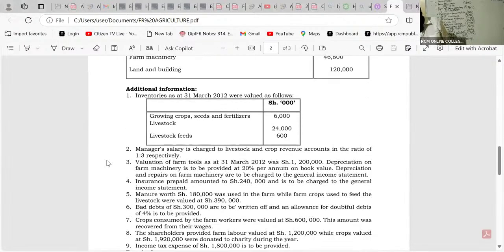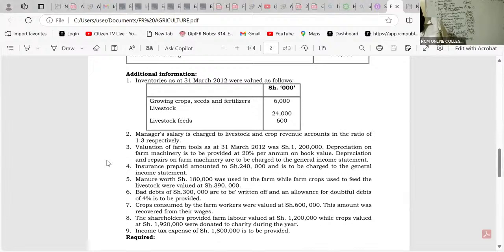You are done at note number 6. Note number 7. Crops consumed by the farm workers were valued at 600. This amount was recovered from their wages. That we finished. Then we have note number 8.